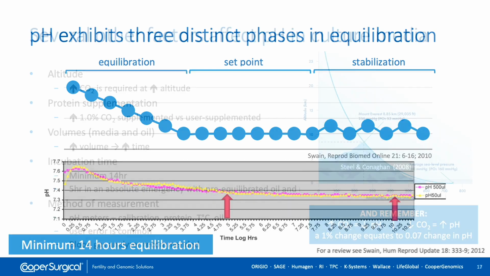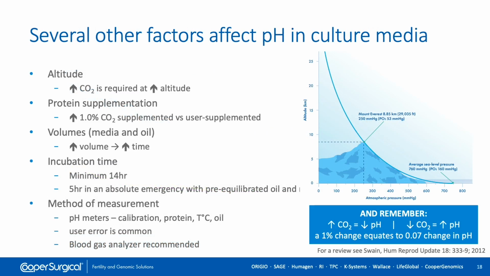But there are several factors which affect pH of the culture media. And I go back to where the question is asked, what CO2 concentration should I use to get my pH correct in my media? Of course, it's a very difficult question to answer because of these variables that exist. So altitude plays a major part in the CO2 concentration that's needed. And as you increase the altitude, you increase the CO2 concentration that's needed to give the correct pH, and that's of course due to partial pressure of gases at different altitudes.